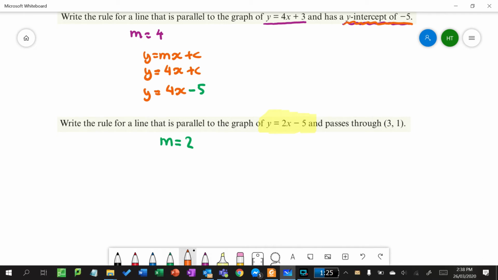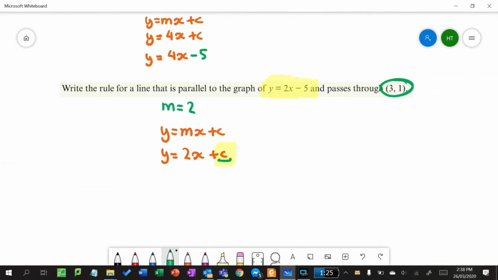We know the graph of a straight line is always y equals mx plus c. Therefore, we have y equals 2x plus c, because 2 is the gradient. Now we need to find c. In order to find c, I need to sub in a point. I'll sub this point into my x and y to find c. So I've got 3 as my x and 1 as my y. So I can sub it in.